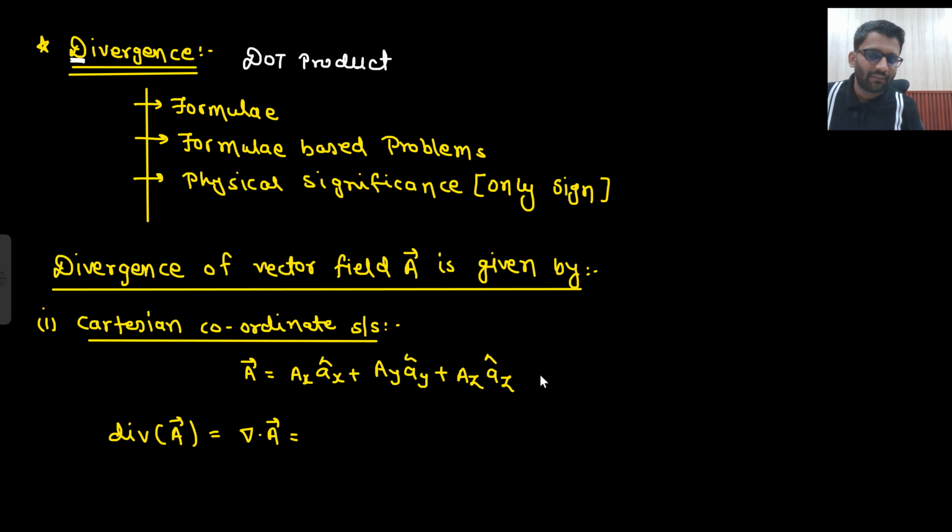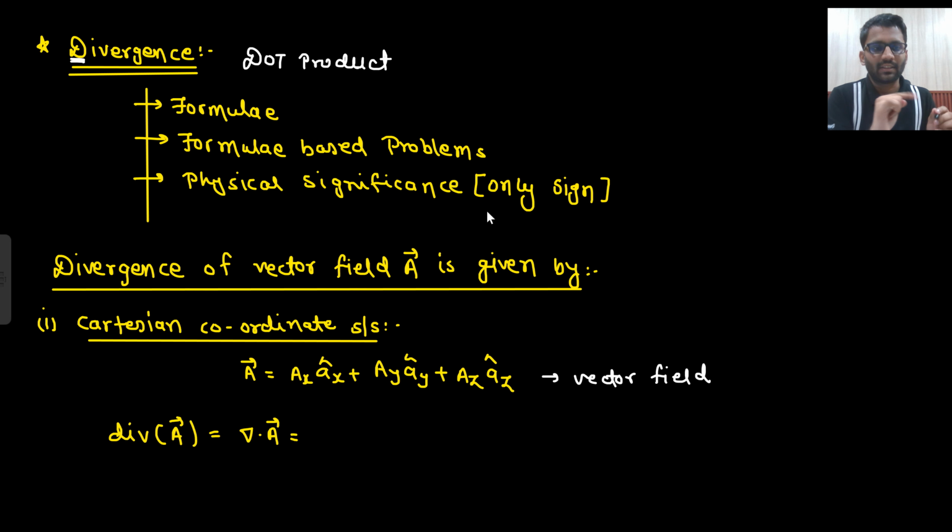So this A is the vector field, right? We have already studied the meaning of vector field and scalar field. So this is the vector field. So divergence will take place between a vector field and the del operator. So this is the dot product. So in what flow will we go? Formula based problems first, and then we will see the physical significance.